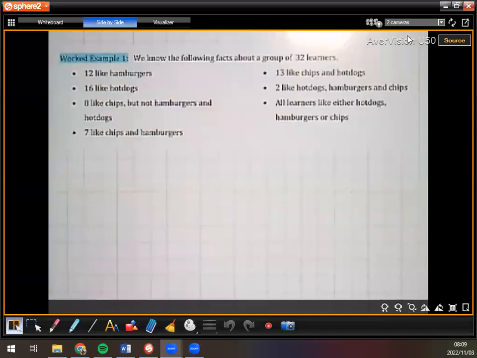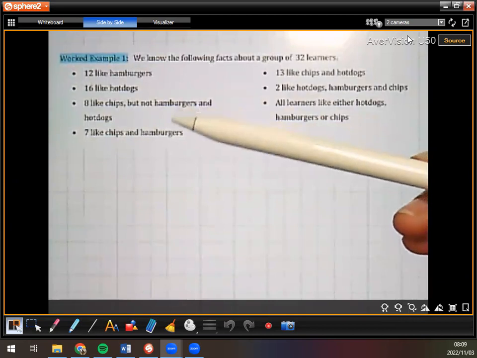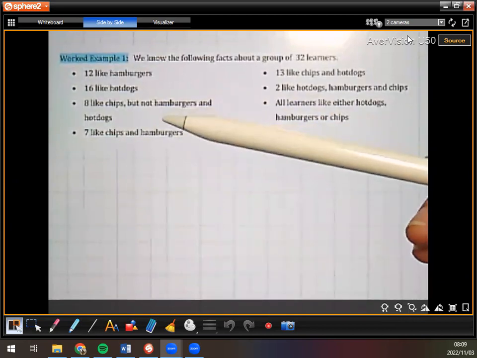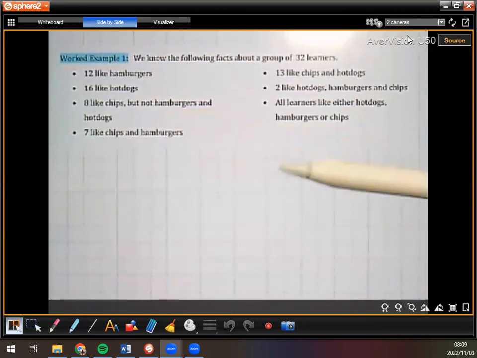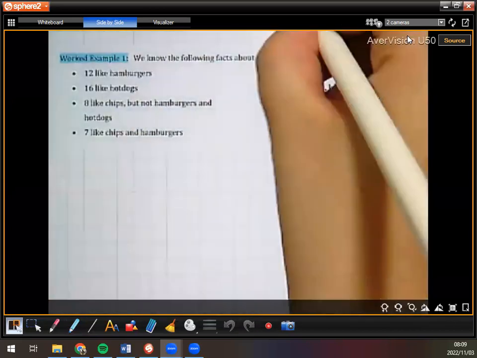Okay, right guys, I actually want to draw a Venn diagram. Since we are working with three types of food here, we have hamburger, chips, and hot dog. So let's decide what we use on your page for each thing. I would say H for hamburgers and C for chips, but then what are we going to do for hot dogs? We can do an H for hamburgers, C for chips, and then HD for hot dogs.